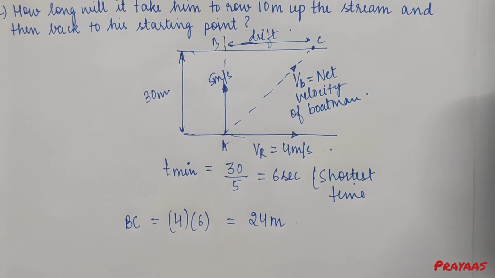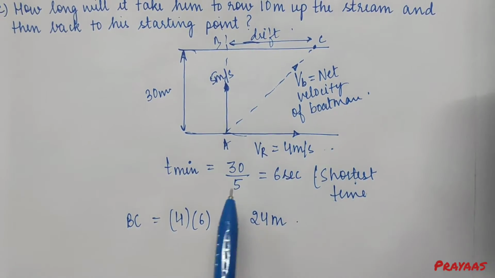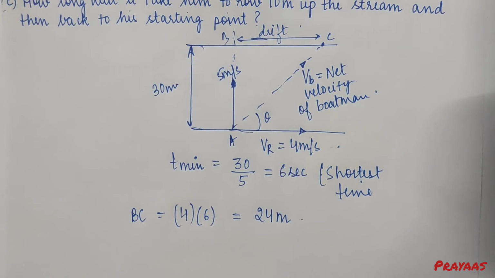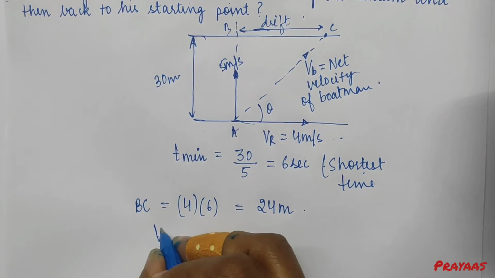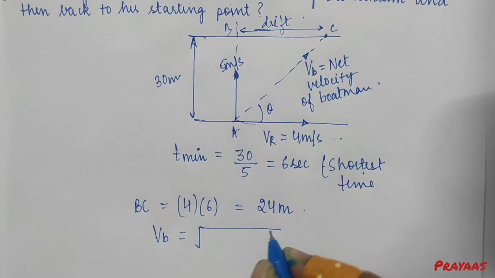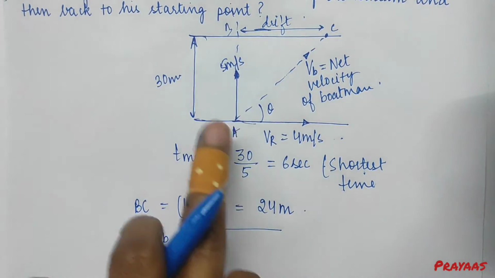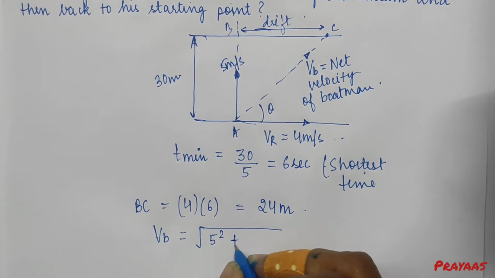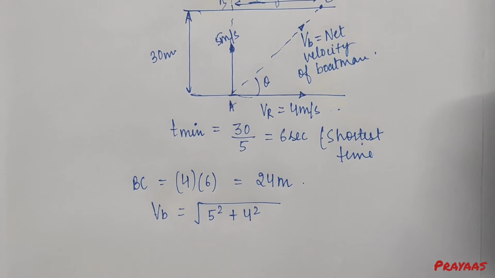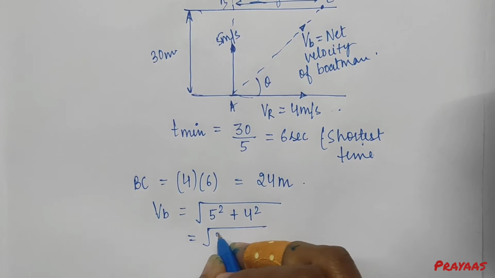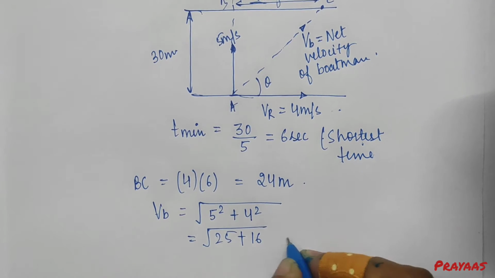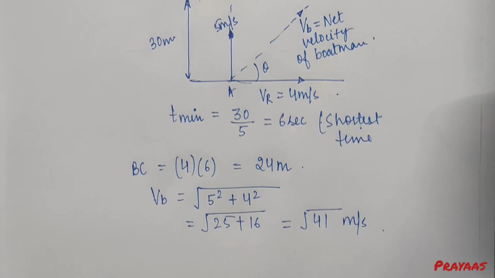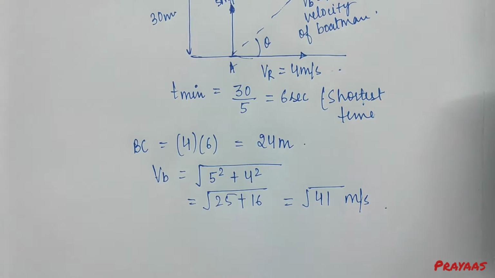For calculating the net velocity of the boatman, this angle over here I am taking as theta. So the net velocity of the boatman, VB, will be the square root of the sum of squares of the two velocities in the y direction and x direction. So this will be 5 square plus 4 square, the square root of 25 plus 16, that is root 41 meter per second.